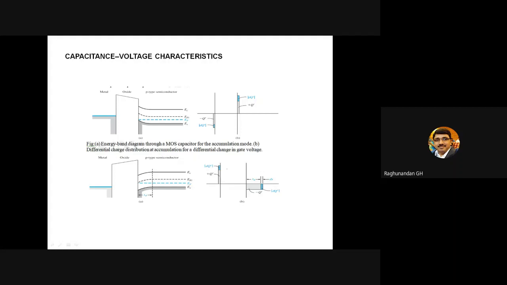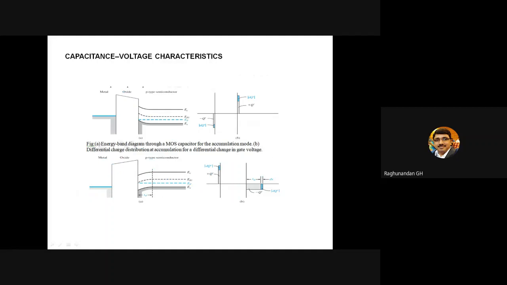Now, when you apply a moderate positive gate bias, that means when you apply moderate positive voltage, what happens? The accumulation of the positive charges will be lesser. Here accumulation of holes was there. Here the accumulation of holes will be reduced and the accumulation of electrons starts taking place. Because of this, the Fermi level slowly starts moving towards the conduction band.